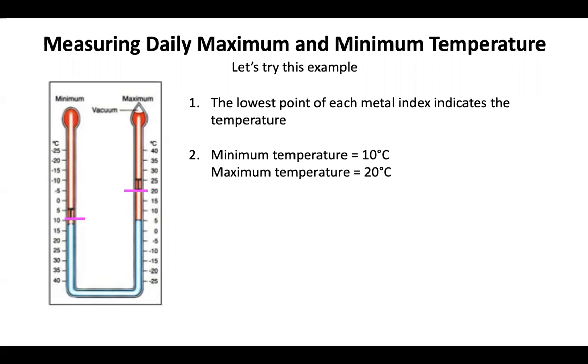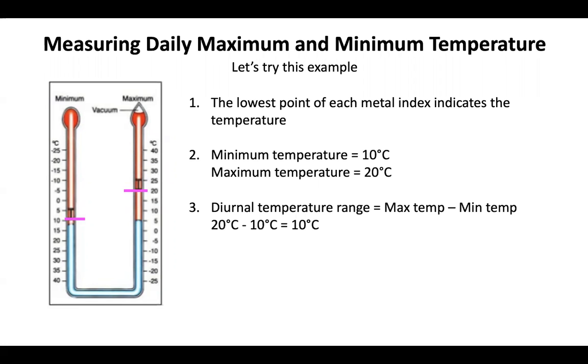With this, we can then calculate the diurnal temperature range, which is the maximum temperature minus the minimum daily temperature. So 20 degrees Celsius minus 10 degrees Celsius equals 10 degrees Celsius.